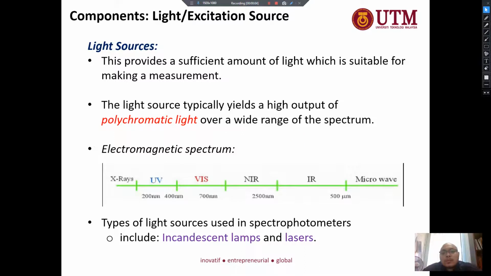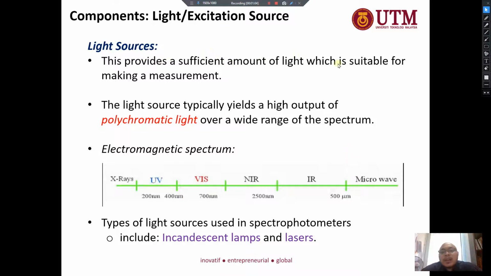Alright, the next one we will look at is the components of light or excitation source. If we learn back in the first few slides, we have a range of kinds of radiation from gamma radiation until radio waves. So the light source will provide a range. For example, UV is from 200 to 400 nanometers. At the monochromator is where we specify the range into a single frequency. For example, we want to specify 251. So at the monochromator, we do that. But at the light source, it will provide the range of the radiation. For example, X-ray range, UV range, visible range, IR range, and other kinds of range.